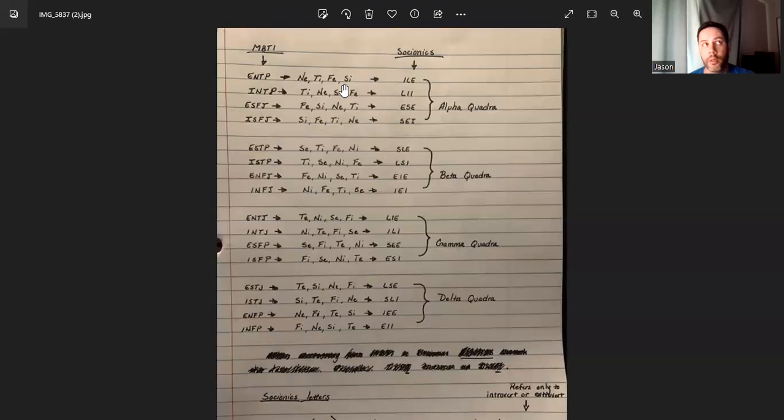Now in MBTI, these here, NE, TI, FE, you call them functions. In Socionics, we call them elements. Function stands for something else in Socionics. Save it for another time.